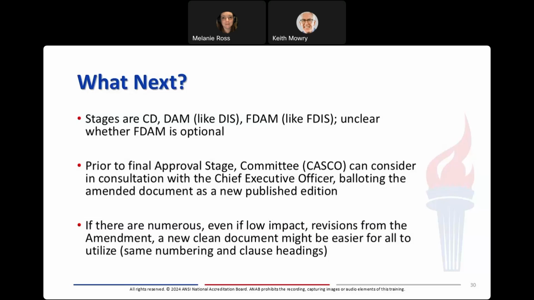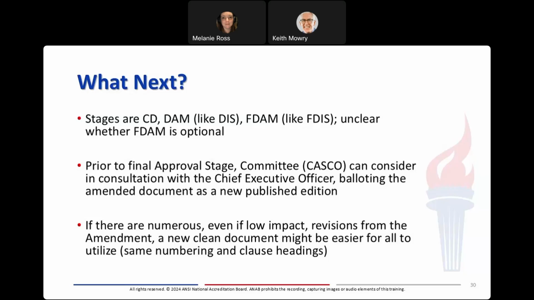However, it's not clear, at least not to me, if the final draft amendment stage is optional, just like the final draft international standard stage is optional. In addition, here's the last important thing I want to note. Prior to the final approval stage, CASCO, as the committee, can consider, in consultation with the ISO Chief Executive Officer, balloting the amended document, the amended 17065, as a new published edition.